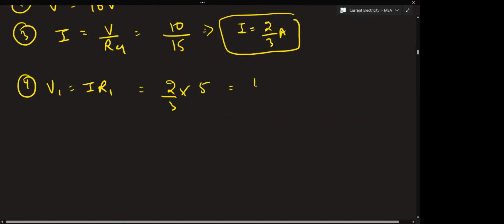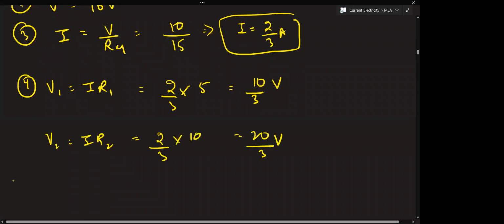So this will be 10 by 3 volts. V2 will be IR2, so this will be 2 by 3 into 10. That is 20 by 3 volts. You can add and check. See, 10 by 3 plus 20 by 3 gives you what? 30 by 3, that is 10 volt. So you're getting the total voltage back.